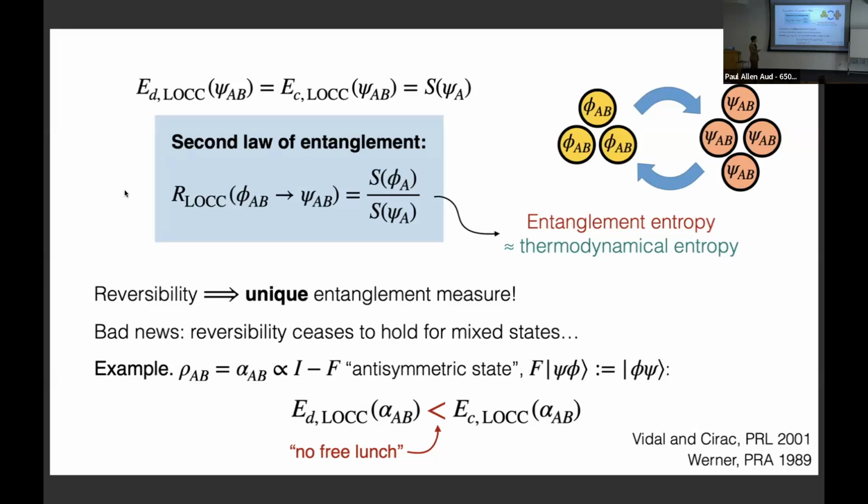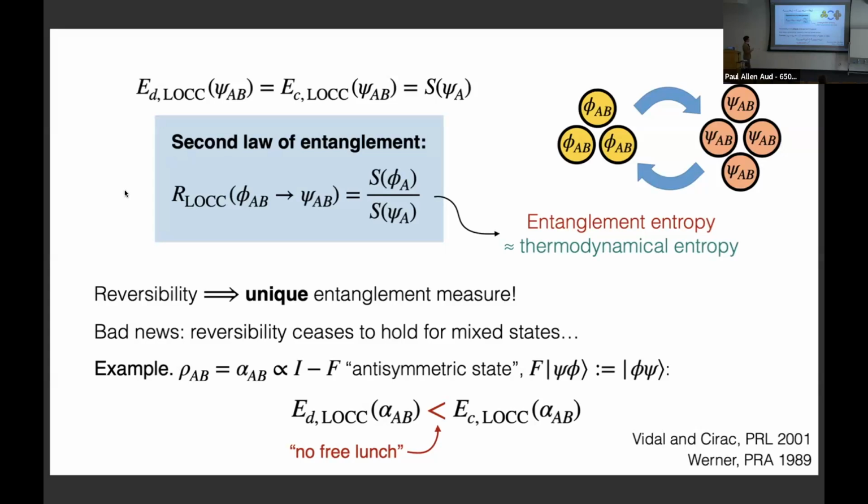And if you do this in dimension D, the quantity on the left-hand side goes to 0 as D goes to infinity, and this quantity remains constant. And of course, the gap is in this direction. The distillable is always smaller than the cost, no free lunch. So you cannot create more entanglement by going back and forth. You can only lose it.